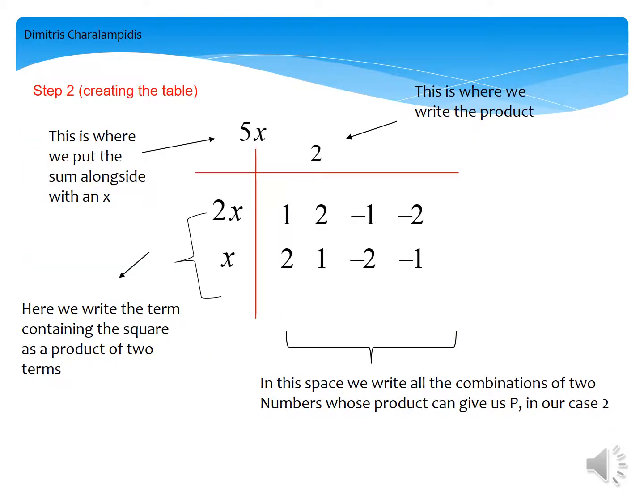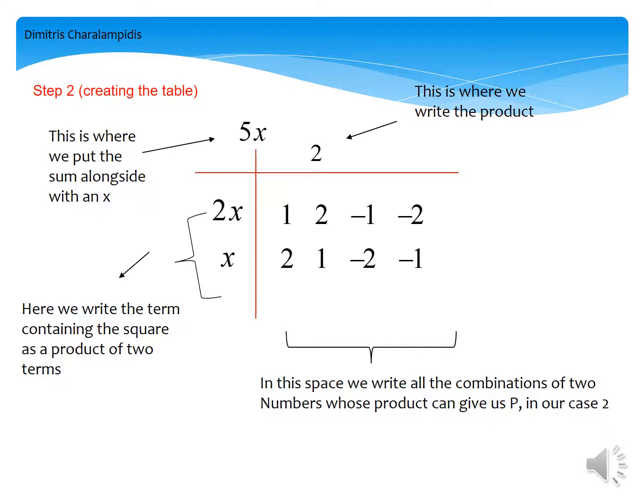Next, we move on to the second step, which is creating the table. We start by drawing two lines that intersect, one horizontal and one vertical, and as you can clearly see in front of you, on the top right corner is where we write the product. Here is where we would write number 2. Then, above the vertical line is where we put the sum, which is number 5 in our case, alongside an x.